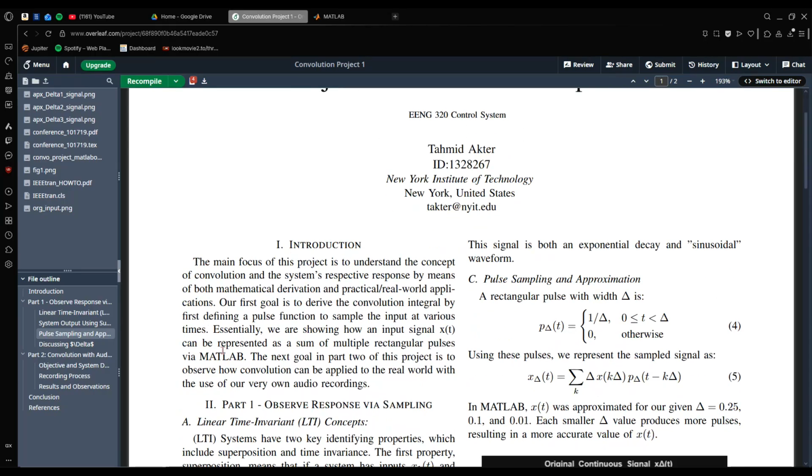Part 1 focuses on the mathematical foundation, where we use pulse sampling to show the convolution integral. And part 2 applies those same concepts to real sounds and recordings to show how convolution works in the physical world. Both via MATLAB.